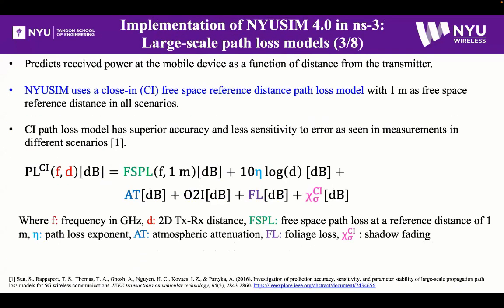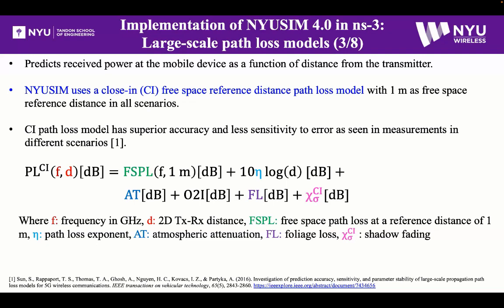So for the large scale path loss models, basically this predicts the received power at a mobile device as a function of distance from the transmitter. And in NYU Sim, we use a closed-in free space reference distance path loss model with a 1 meter reference distance. And in our past work, we have found that the CI path loss model has superior accuracy and lesser sensitivity to error. And the CI path loss model can be mathematically expressed by this expression, which is shown here.